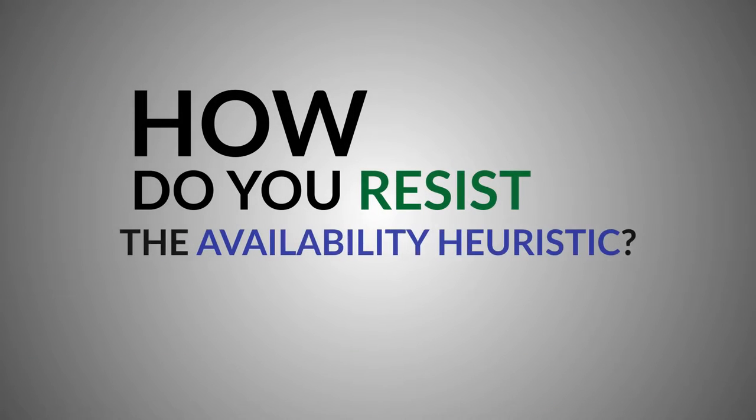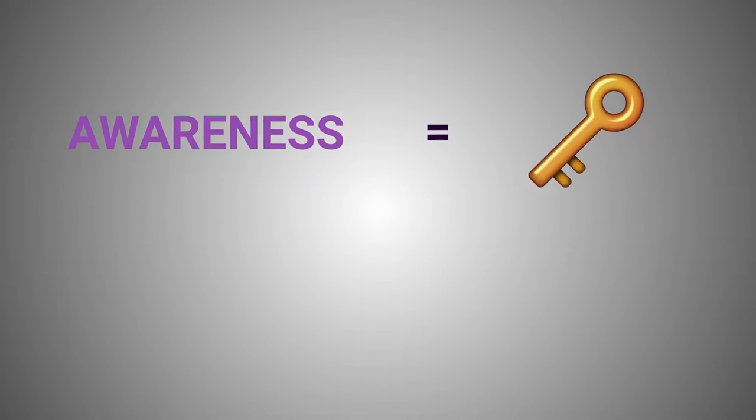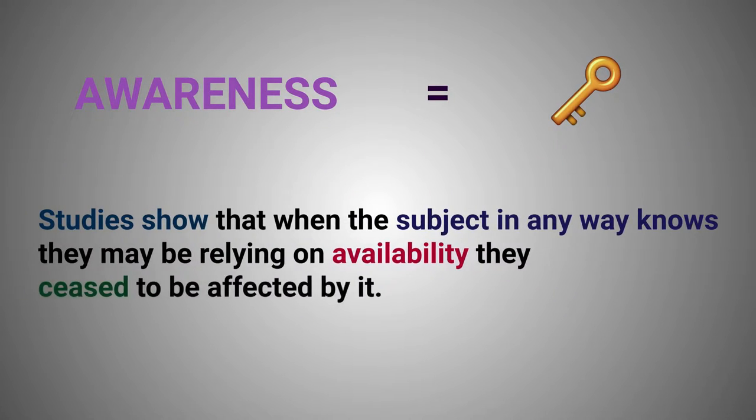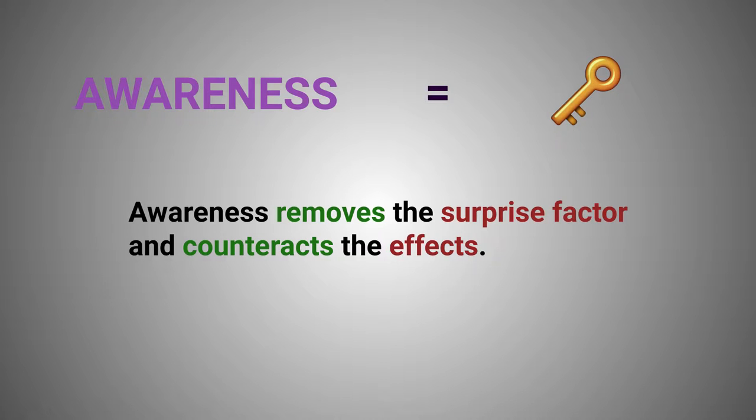So how do you resist the availability heuristic? The answer is awareness. Awareness is key. Studies show that when a subject in any way knows they may be relying on availability, they cease to be affected by it. Awareness removes the surprise factor and counteracts the effects.